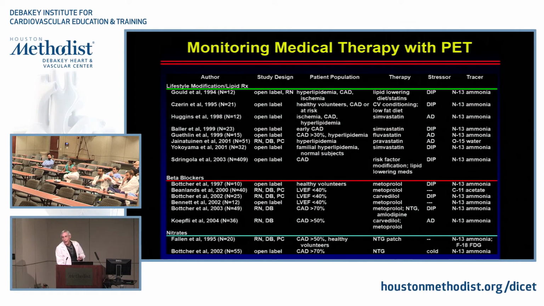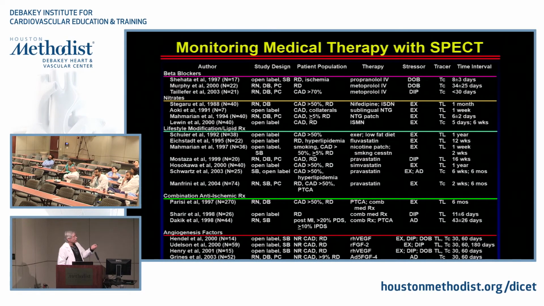There's also a lot of data using nuclear imaging looking at statins, and this is using PET data, looking at various types of statins being used, showing you can reduce perfusion defects when you use serial myocardial perfusion imaging, PET. There's also many data, and this is, again, SPECT data, looking at lifestyle changes and statins, pravastatin, simvastatin, et cetera, over the years that have shown significant reductions in perfusion abnormalities when you put people on statins as compared to not being on statins.